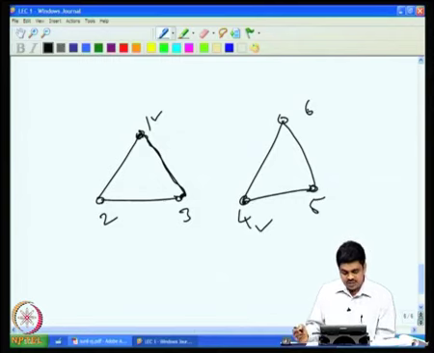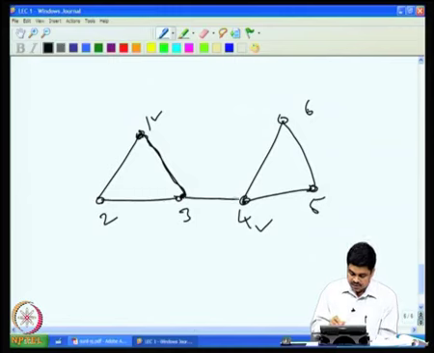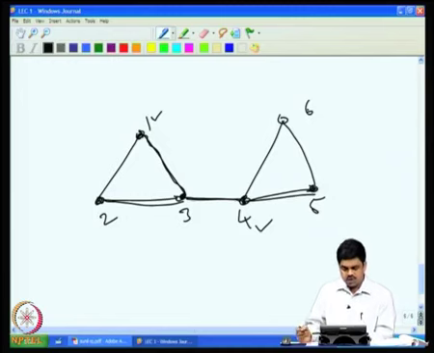Now, how do I make this a connected graph? For instance, I can put this edge here. Then this becomes a connected graph. That means, if I start from any vertex, I can reach any other vertex using a path. A path is like this. So, this is the notion of connectedness.